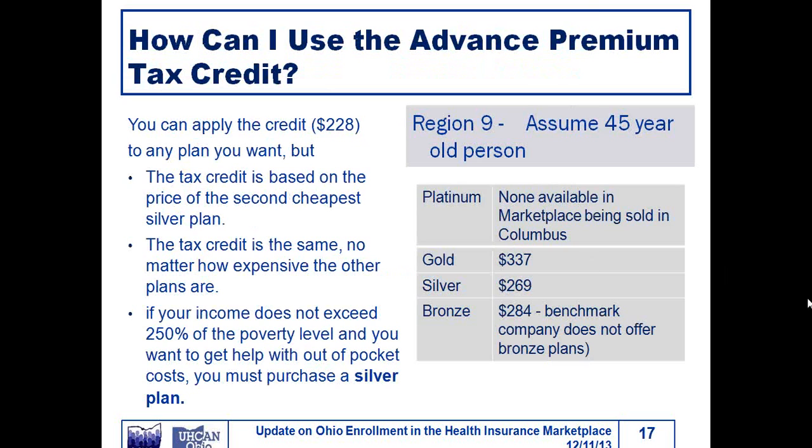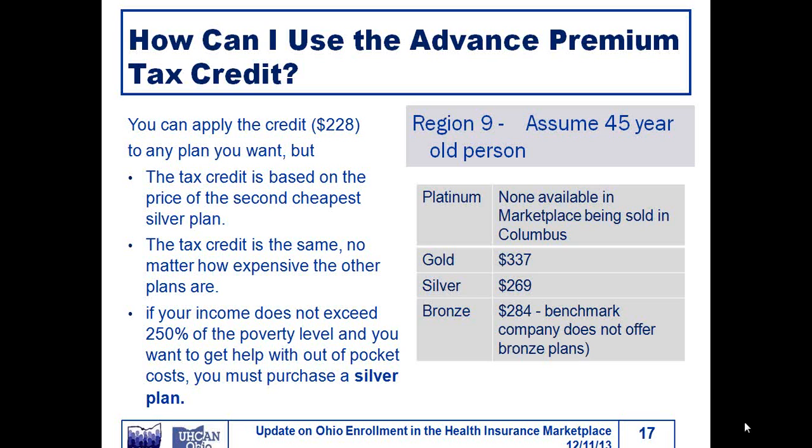So how can I use the advance premium tax credit? You can apply the tax credit to any plan you want, but the tax credit, as I just said, is based on the price of the second cheapest silver plan. And the tax credit is going to be the same no matter how expensive the other plans are, which means that if that second lowest silver plan doesn't meet my needs, that's the only tax credit I'm going to get, and I will have to pay more out of pocket for a different plan.